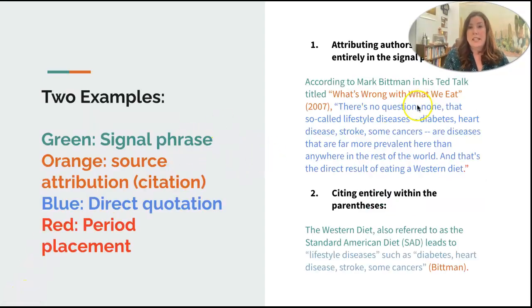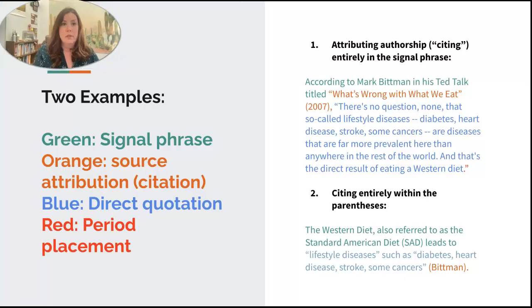Here are 2 really quick examples of what I was just showing you. So, we've got everything in green is a signal phrase. Everything in orange is a source attribution, so a citation. Everything in blue is the direct quotation. And then I also highlighted the use of the period for you so that you can see where it belongs.